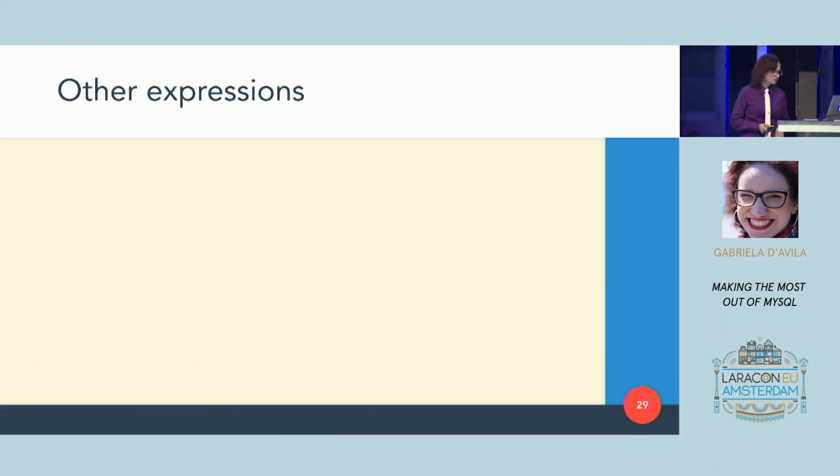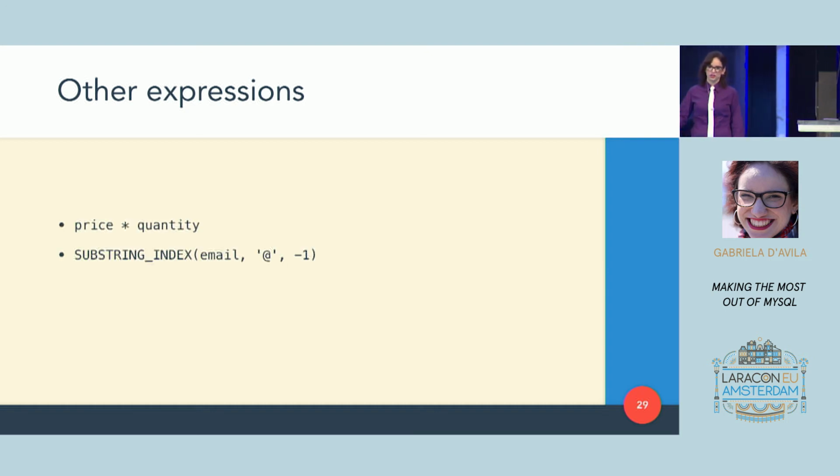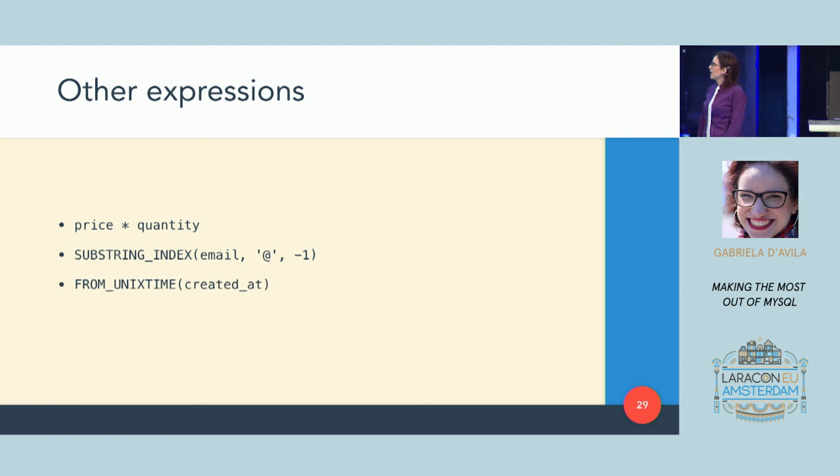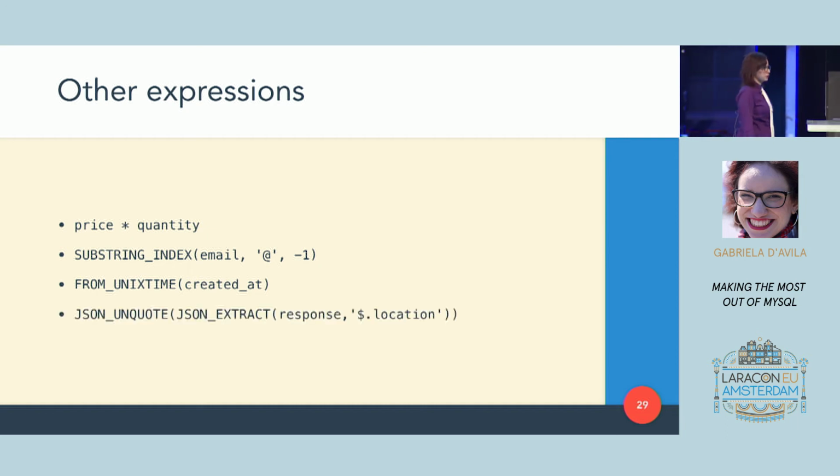Other expressions. You can multiply a column by another. You can use string functions, like I want the domain of an email. That's the expression that's going to get it for you. I want to convert from Unix time, like when you have timestamps, to a readable date time for me to do operations better. And for searching into JSON fields. That's why generated columns are important. That's why I started with it.